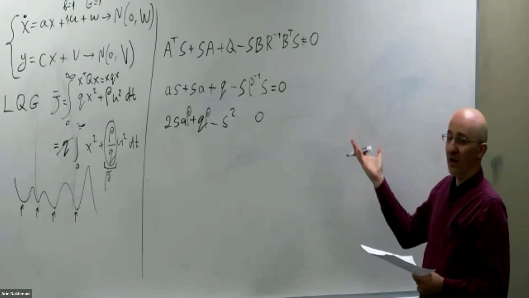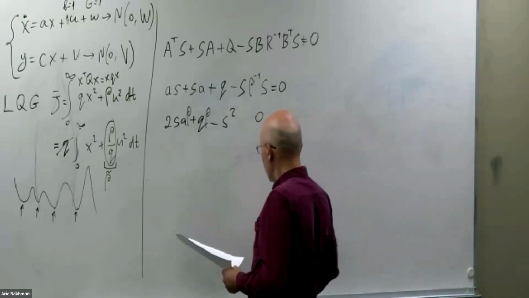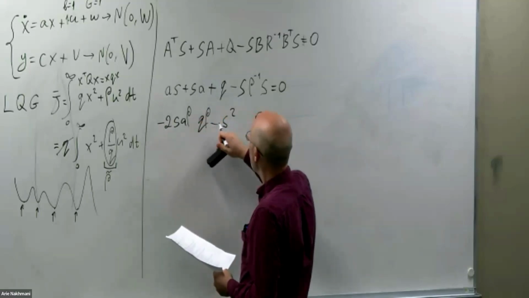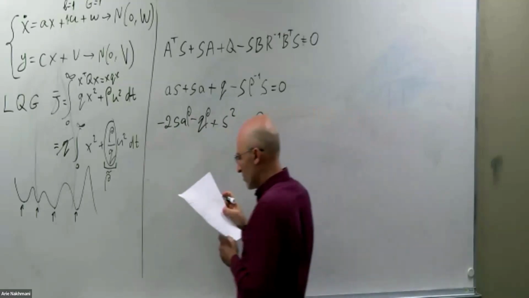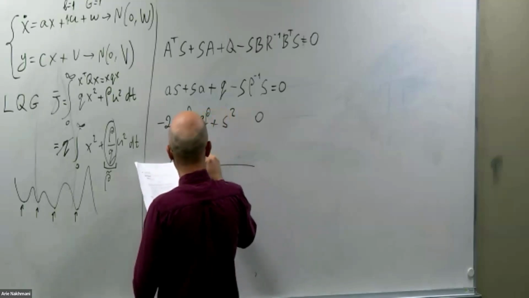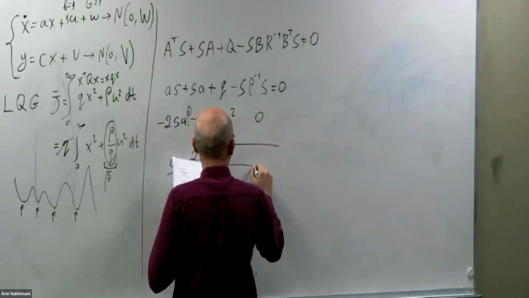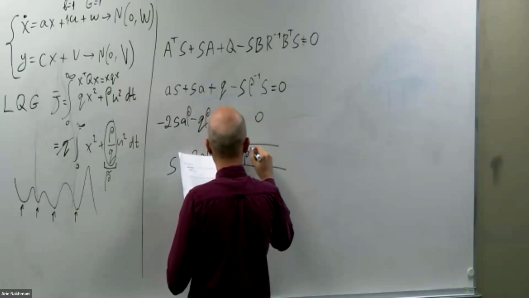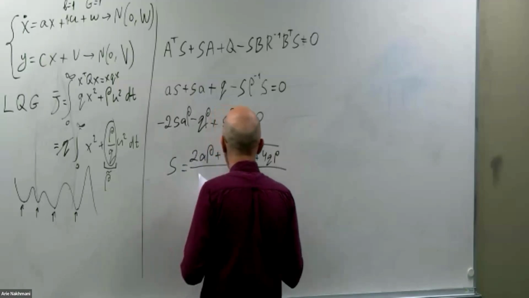Okay, this is a quadratic equation. I also can change signs, that will be more convenient. That will be minus here, plus here, minus here. And then I have two solutions. So S, solving the quadratic equation, will be 2a rho plus square root of 4a squared rho squared plus 4q rho, all of that divided by 2.